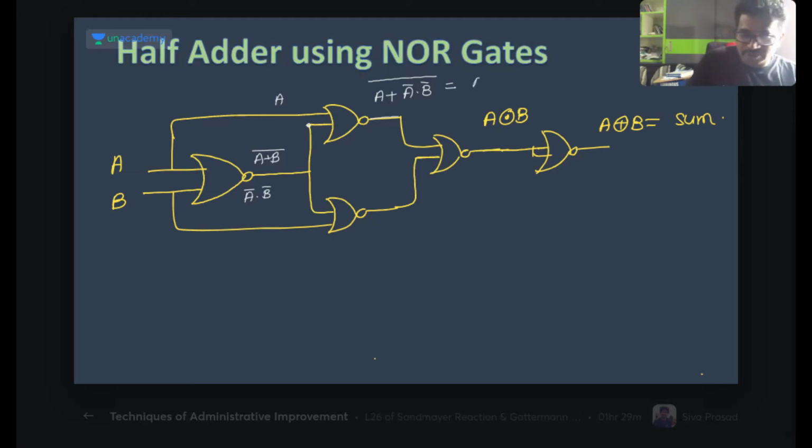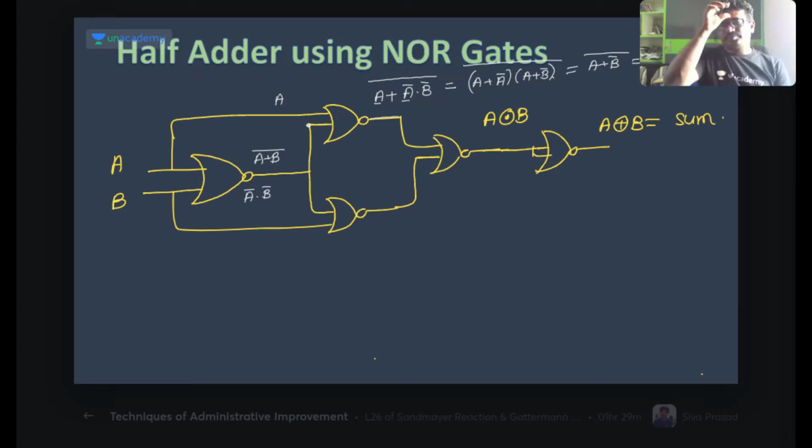So this is the distribution property, which we can apply to A bar and B also. We can write this as A plus A bar into A plus B bar whole bar. So this is nothing but A plus B bar whole bar only. So what will I get now? This is nothing but A bar into B. Yes or no?